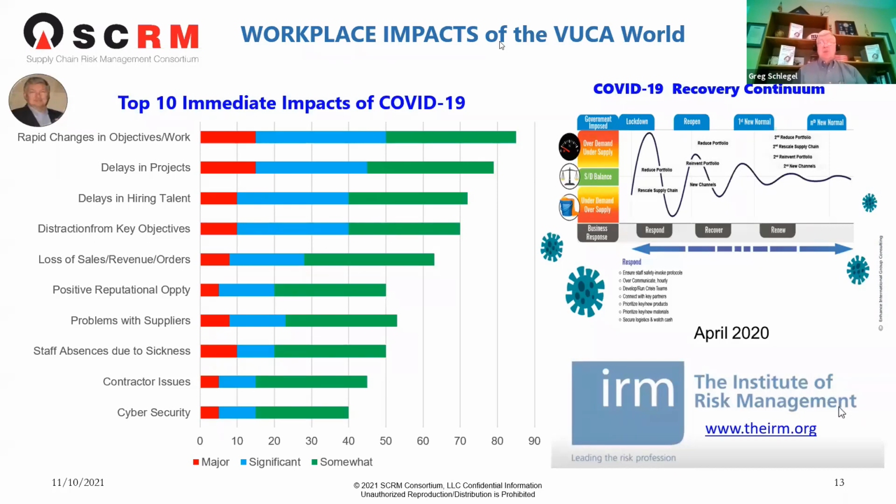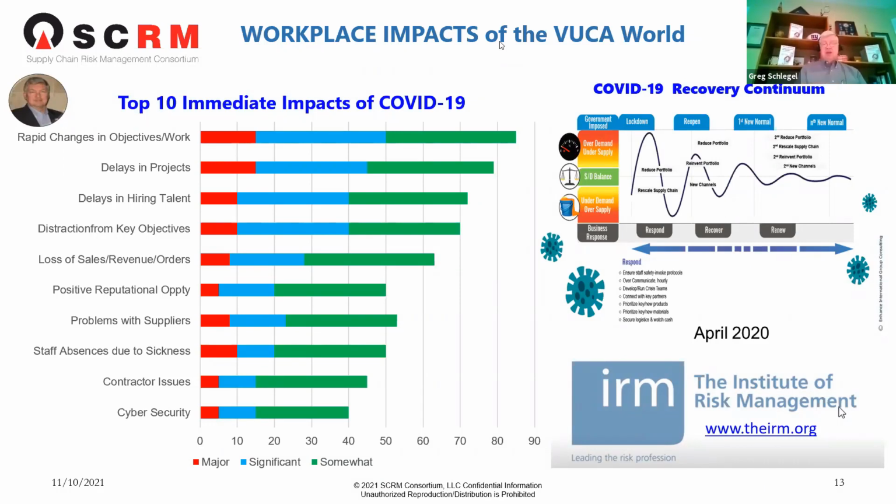One of them was, what's the top 10 immediate impacts of COVID-19 to your company back in April of 2020? We wanted to share these with you. The red were major impacts, blue were significant, green were somewhat significant. Take a look. Top 10, rapid changes in objectives and work, of course. Delays in projects, sure, understandable. Delays in hiring talent, yep. Distraction from key objectives, crises will do that. Loss of sales, revenue, and orders, big impact.